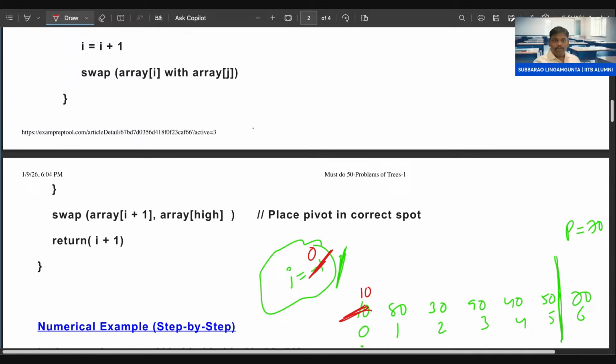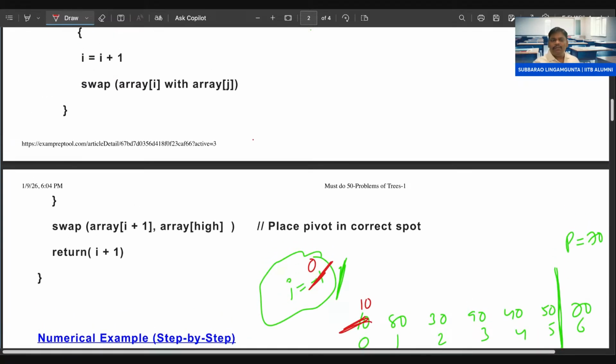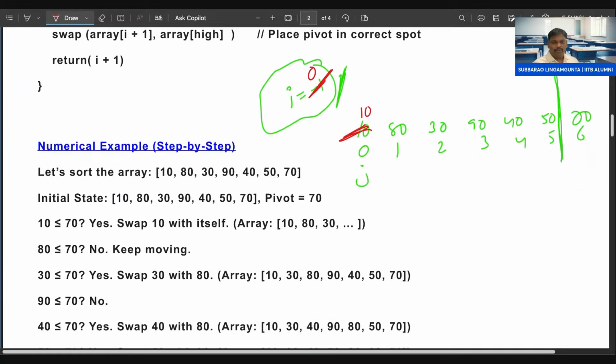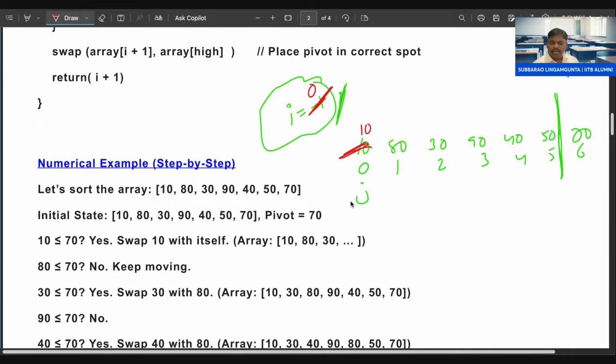So now let me check here. After swapping is done, as usual, you are in the for loop and you will continue. What is the meaning of continue? The next J value. J value was 0, now J value becomes 1. As usual, J will increment. Whether you like it or not, J will increment.